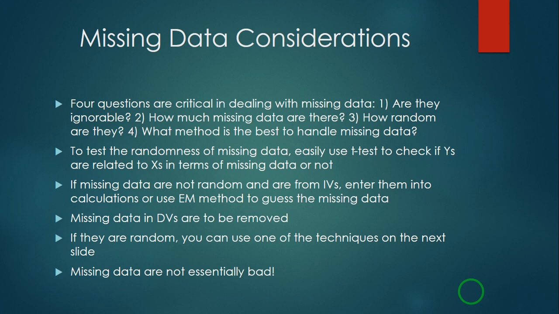A very important point is that missing data, like linearity, normality, and homoscedasticity problems, are not essentially bad. You actually have to find the reason behind the missing data. For example, find out why some respondents didn't respond to some questions, and whether the missing data are the result of bad data entry.